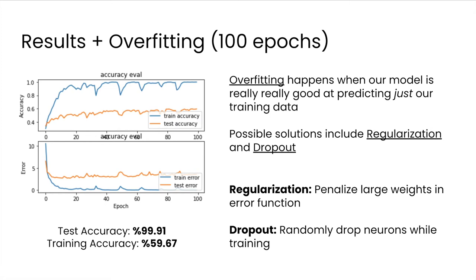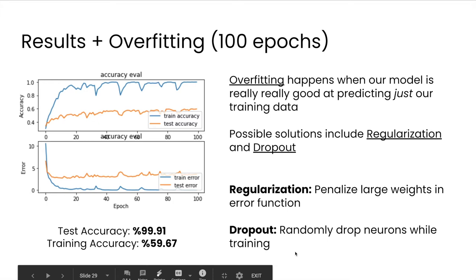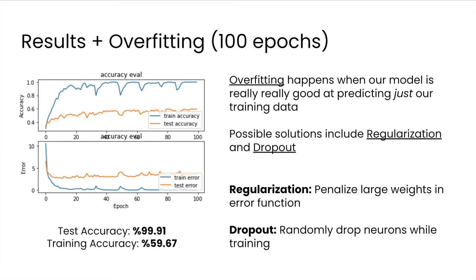we want to perform two operations. The first is regularization, which is an extension of the error function which penalizes large weights, such that giving large weights to specific features or specific outputs from networks is penalized. And also dropout, which is randomly dropping neurons in the network so that the network doesn't heavily rely on a specific neuron's output, for example.